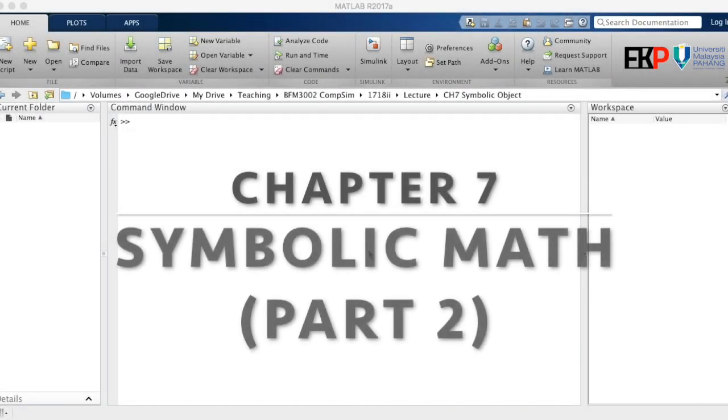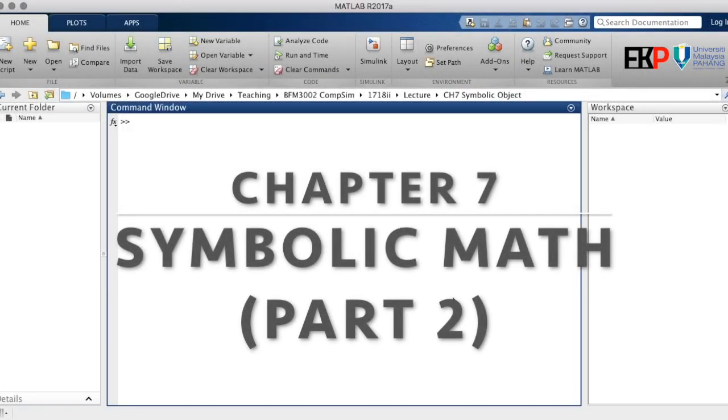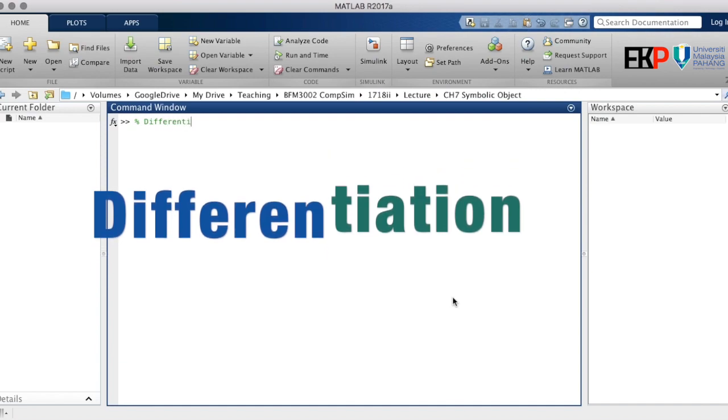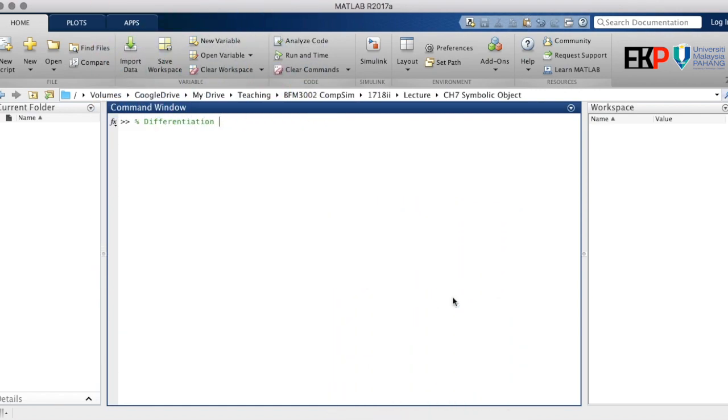In this lesson, we are going to continue with the symbolic math. So let's first take a look at how we perform differentiation with symbolic math. Say we define our symbolic objects of x, y, and t, and we have an expression s equal to the exponent of x to the power of 4.